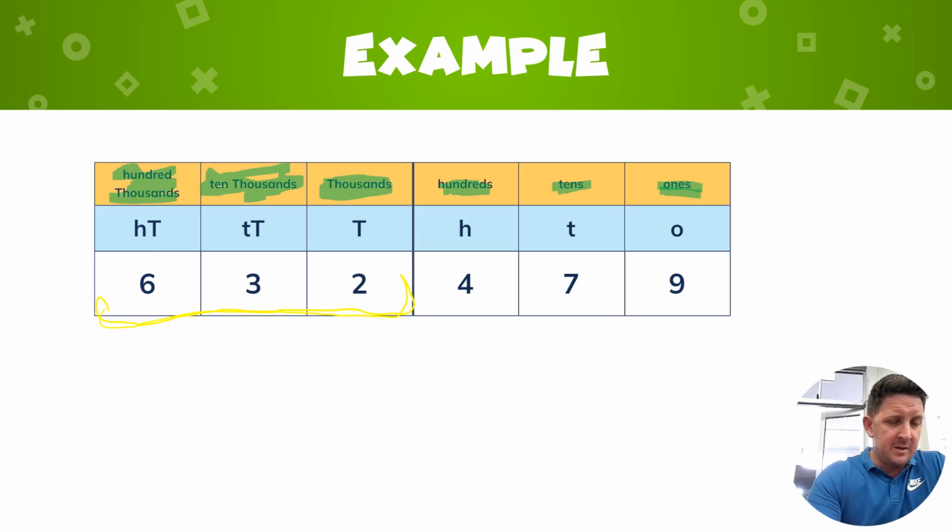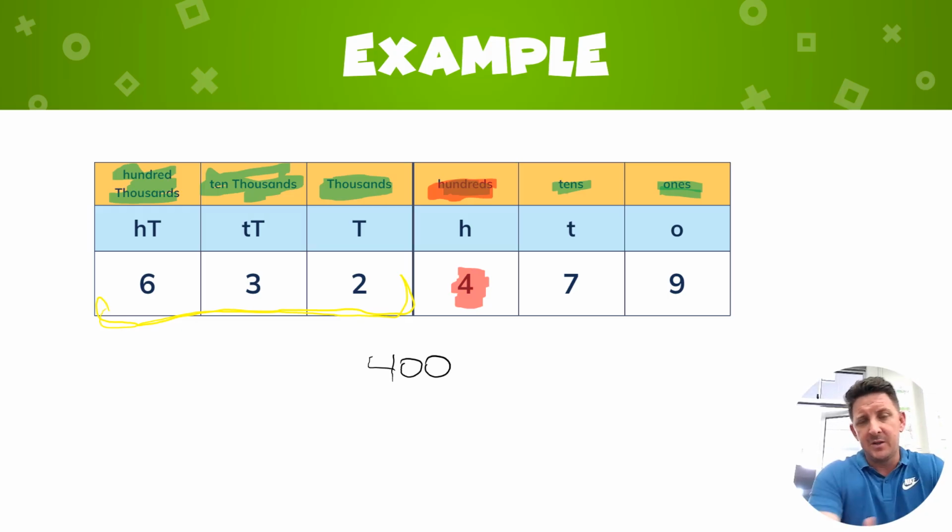Okay, this is where it gets interesting. If I was to say to you, and I'm going to use a red highlighter pen now, tell me what the value is of the number 4. Now here is the number 4. I'm looking at the value, and we know that it's hundreds. So we've got 400. So the value of the 4 is actually 400. It's not asking me the place value, which is a hundreds house. It's asking me the value of that actual number.